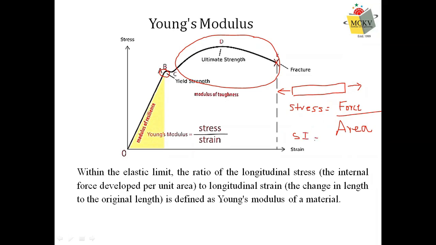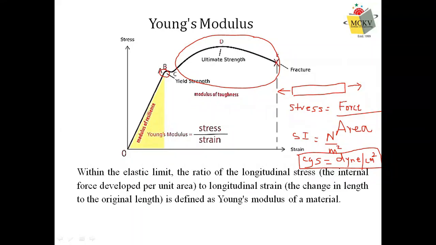The SI unit of stress must be, since force has an SI unit of Newton and area has an SI unit of meter square, Newton per meter square, whereas the CGS unit will be dyne, where dyne is the CGS unit of force, per centimeter square. In this experiment, we'll be dealing with the CGS unit. So stress has the unit of force over area, so it is dyne per centimeter square. So in general, stress is force per unit area.